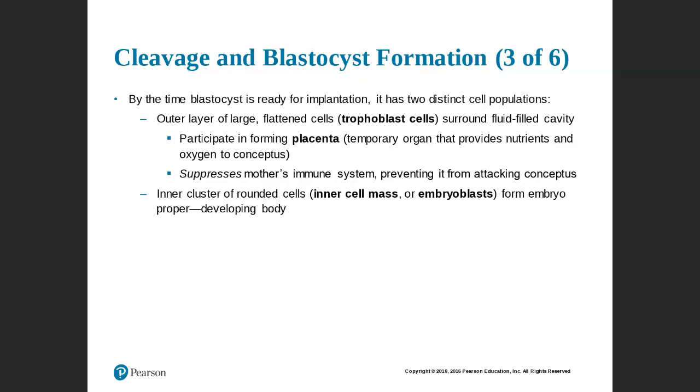The inner cluster of cells is called the inner cell mass, or the embryoblasts, and these are what form what we call the embryo proper, the developing body. That's what we refer to as the inner cell mass. The outer cell mass is the placenta. Inner cell mass is actually the embryo.